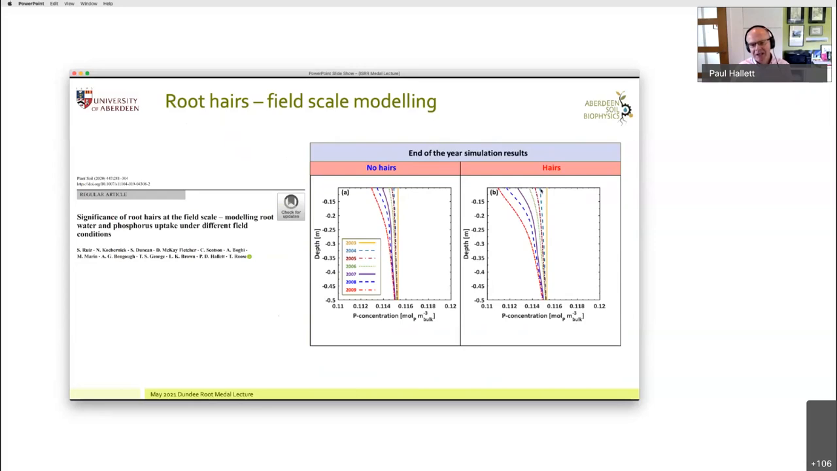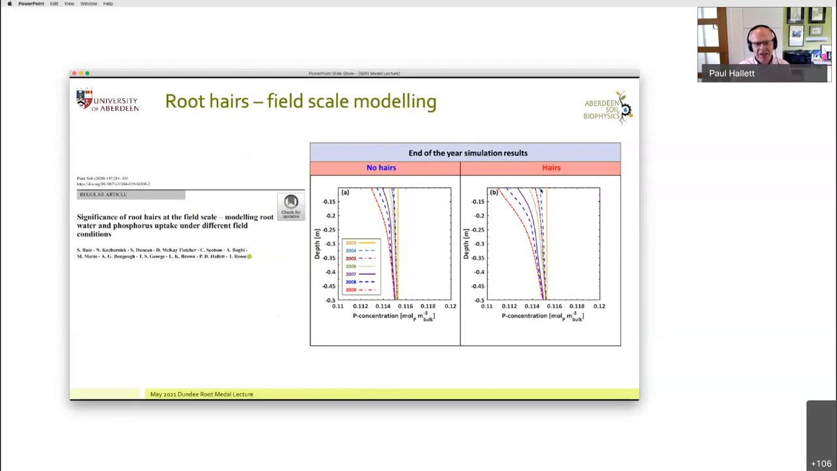And the one that has the root hairs is much more effective at taking up phosphorus than the one that doesn't have the root hairs. So we've got this improved resource use efficiency as we're looking at this. This is a fairly sophisticated model, but one of the things that we really want to push towards is looking at how different root traits are generating soil physical structure.